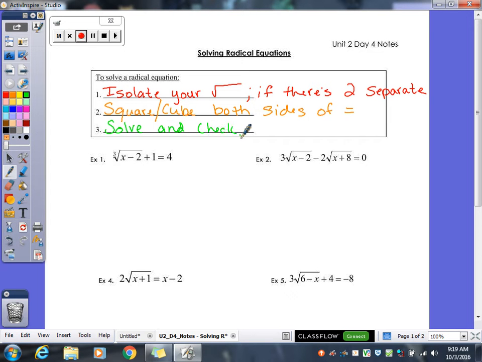Always want to check, because a lot of times what's going to end up happening is we're going to get a lot of extraneous answers when it comes to our radical equations. So we've got to make sure we go back and check. So let's take a look at our first example here.